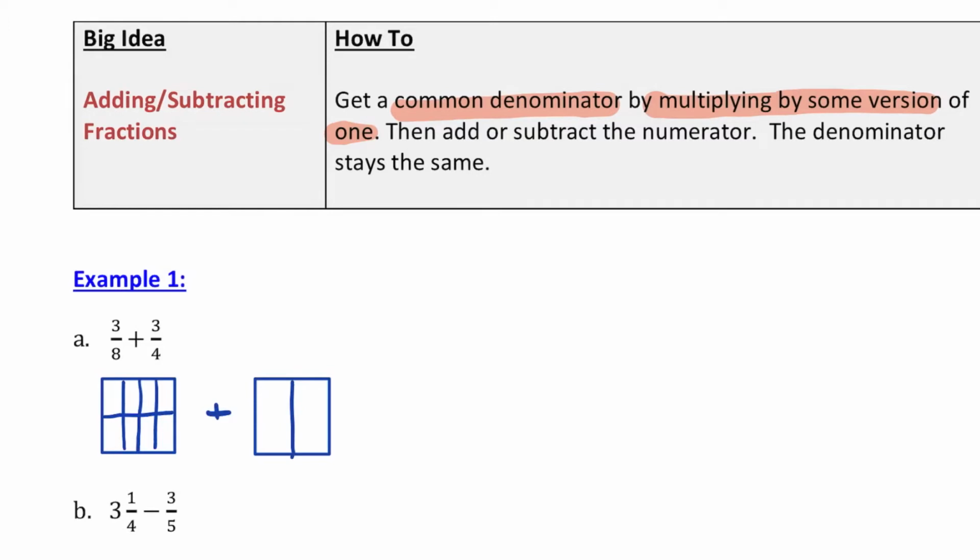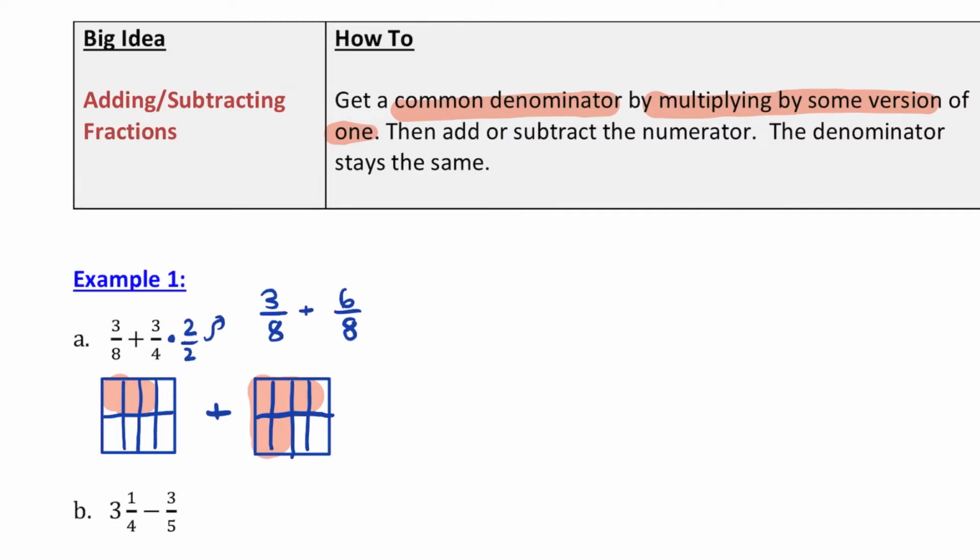I also am going to draw a couple pictures here. So if those squares are my whole 1 unit, and my first one is split into 8 pieces, I have 3 of them. My second one, it's only split into 4, so my pieces are bigger, but I have 3 of them as well. I can multiply that second fraction, 3/4, by 2/2 and get a denominator of 8 that matches my first one, which if you kind of split that picture's pieces in half, that's essentially what's happening there.